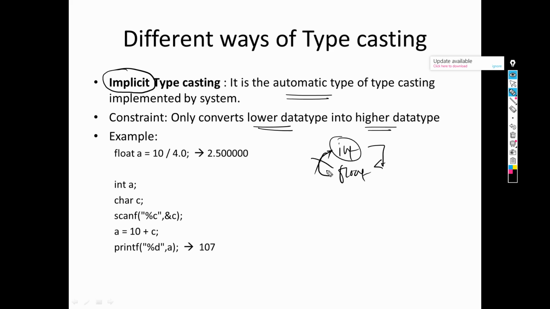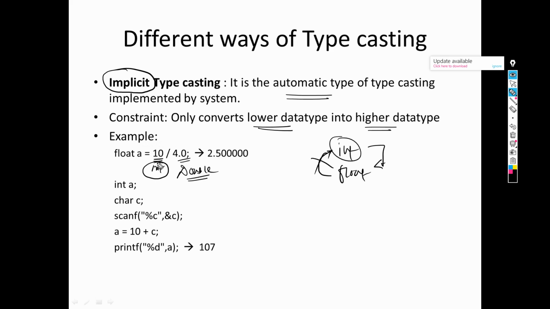So implicit or automatic type conversion is only possible when a lower data type is to be converted into a higher data type. We try to understand with one example. Now see, in this case 10 is integer and 4.0 is double. So one operand is integer, another operand is double. So the first thing to be done is to make the operands of the same type.